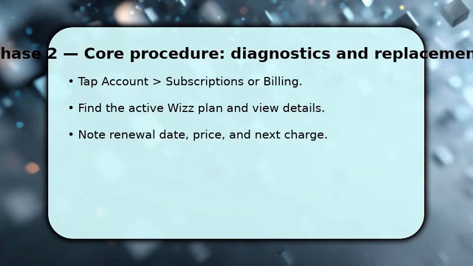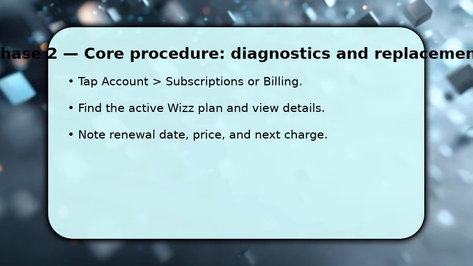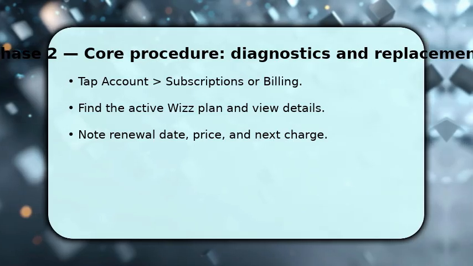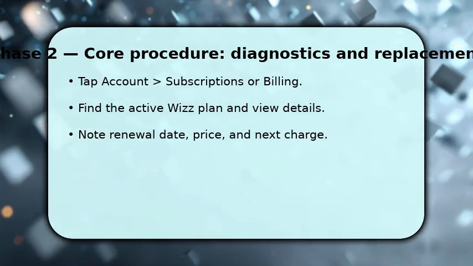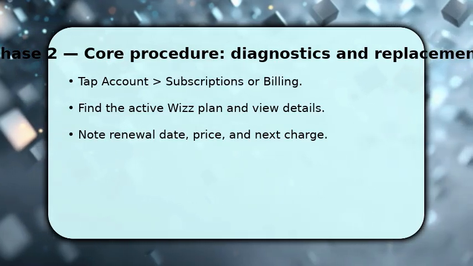You now locate subscriptions or billing within settings. This is the control center for any recurring plan. Once there, select the active Wizz plan and open its details so you can confirm renewal date and amount. That explains timing and potential refunds.